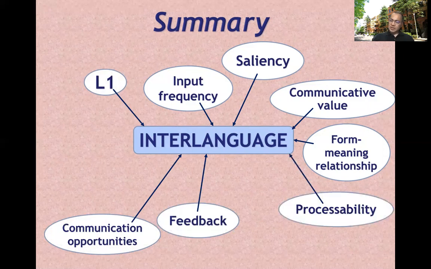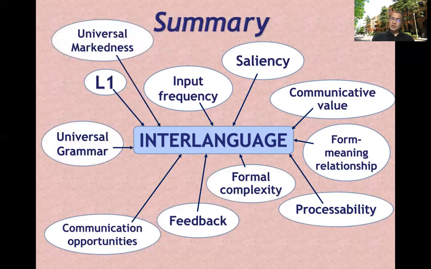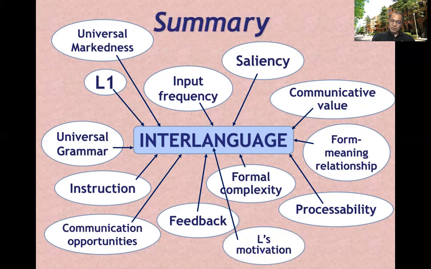And we didn't talk about processability, but we will talk about it soon, right? How much the learners can process the given forms in input or in the output can also affect the development of the interlanguage. Formal complexity of the forms in question. We haven't talked about this, but we will. Universal grammar may play a role. Universal markedness, which is a little bit different from universal grammar. And instruction, hopefully, will have influence on interlanguage. Learner's motivation, you would probably agree, will influence interlanguage formation and development. And last but not least, learner's language learning aptitude, maybe working memory capacity.